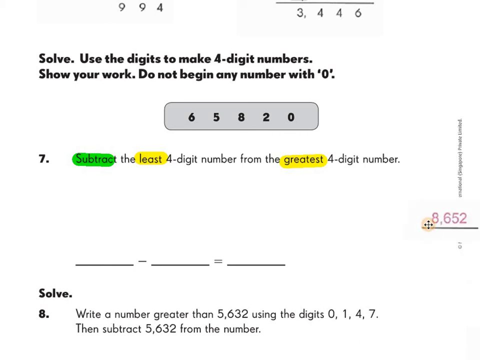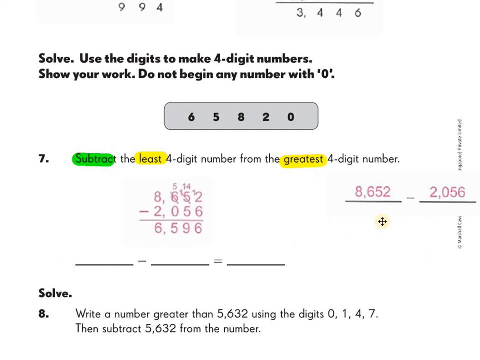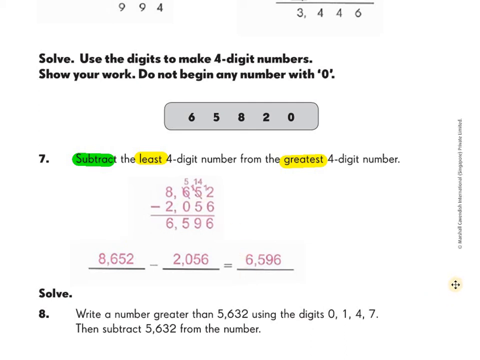This is the greatest number I can make. And this is the smallest number I can make. And now I want you to subtract. All right, here's the answer to the subtraction problem, and I hope that that's how you did it. I hope you didn't do it horizontally like that. I hope you did it this way.